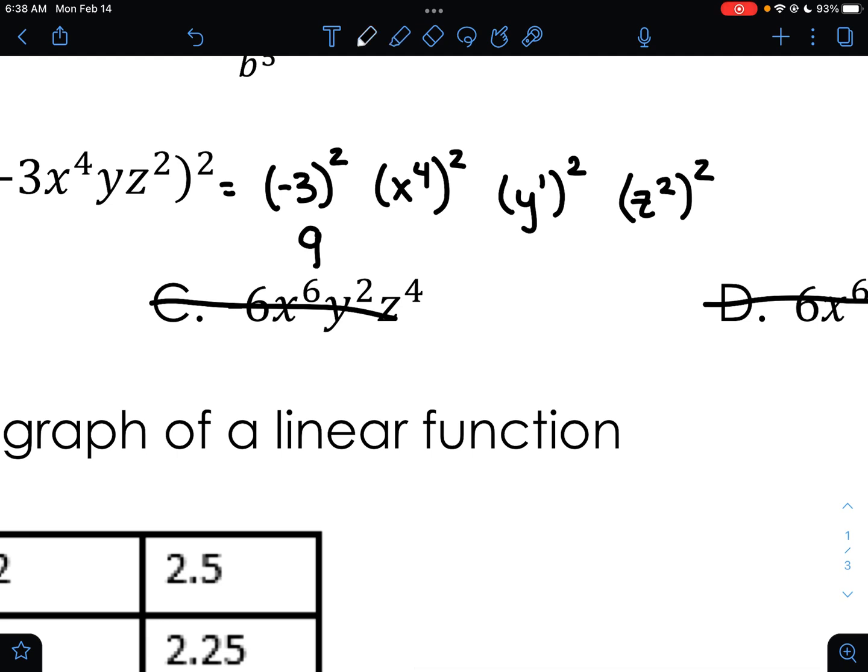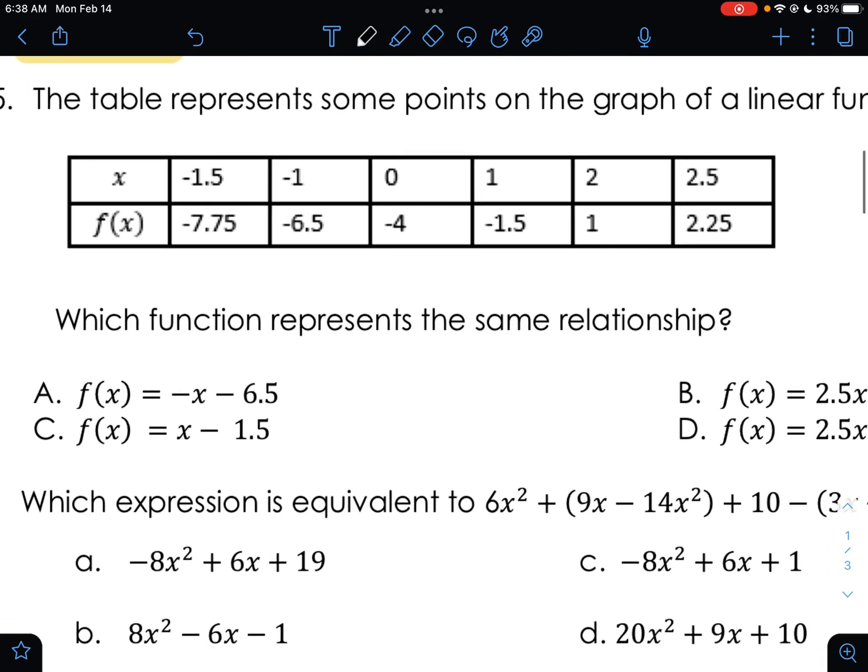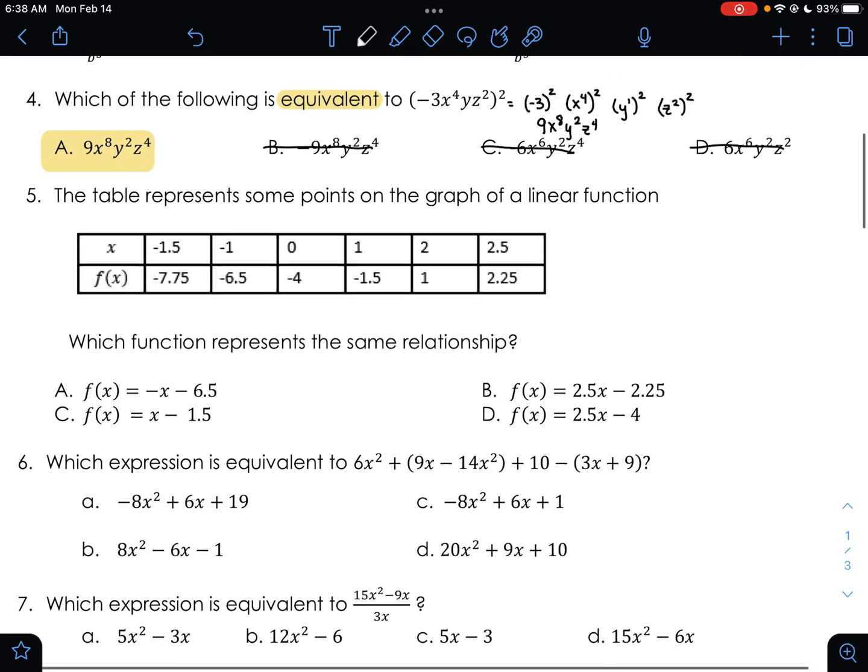I'm going to go ahead and finish this problem out just so we can see. Remember, we multiply exponents on this one, so 4 times 2 is x to the 8th. 1 times 2 is y to the 2nd. 2 times 2 is z to the 4th power. Making sure our numbers are right. Perfect. Done. Okay, next one.